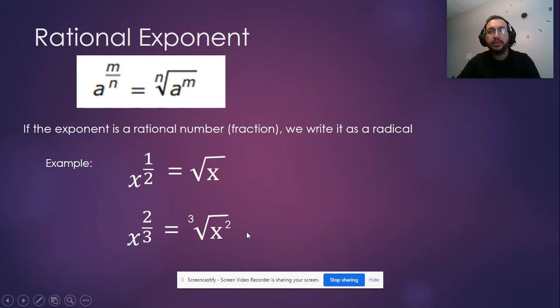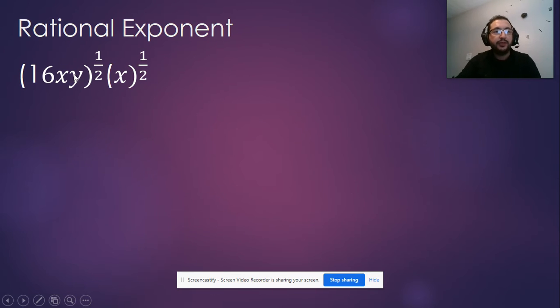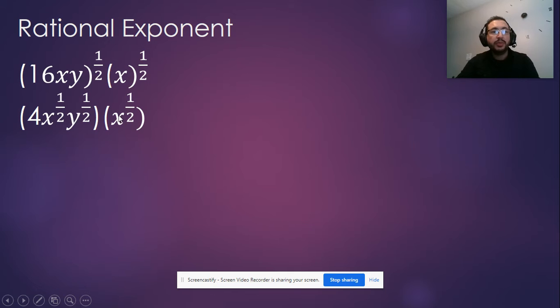Now, let's see an example involving multiple rules, like this one. First, we need to do the power rule, then we'll need to do the product rule. The power rule: 16 to the 1 half, because it's inside the parentheses, so the square root of 16 will be 4, and then x to the 1 times 1 half will be x to the 1 half, y to the 1 times 1 half will be y to the 1 half. Then, when we're multiplying, we're going to use the product rule.